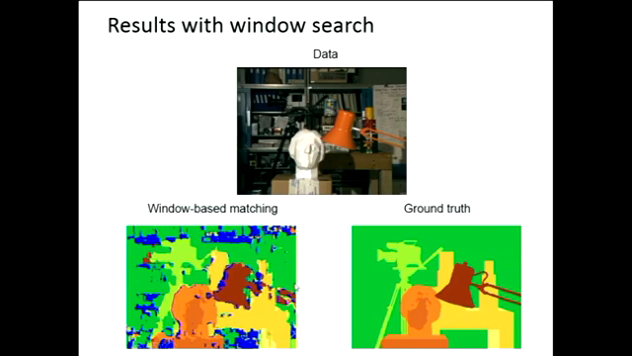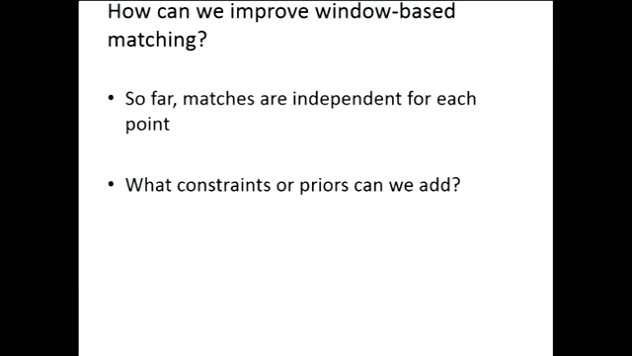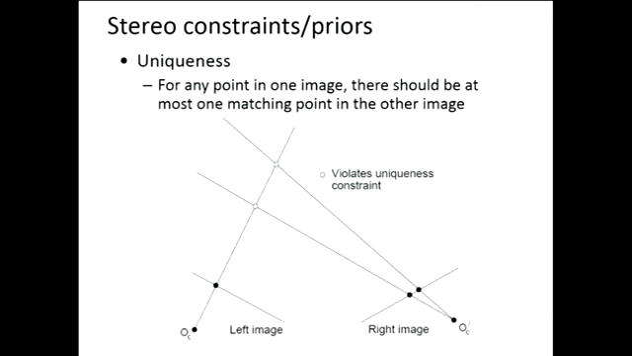So the next question is, how can we improve on this simple matching? So far, we're just independently matching, finding corresponding points for each pair of pixels. And so what constraints or priors can we add? One constraint we can add is a uniqueness constraint, that for any point we observe in the left image, there should only be one corresponding point in the right image. So what that means is once I find that this point corresponds to this point, then this point can't correspond to any other point along this scan line. Right, so that gives me a constraint.